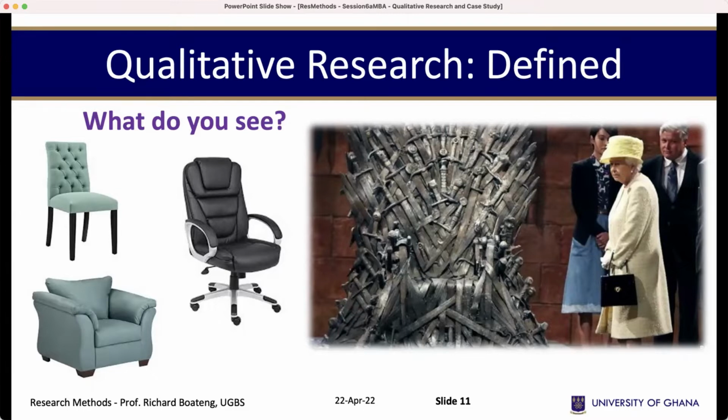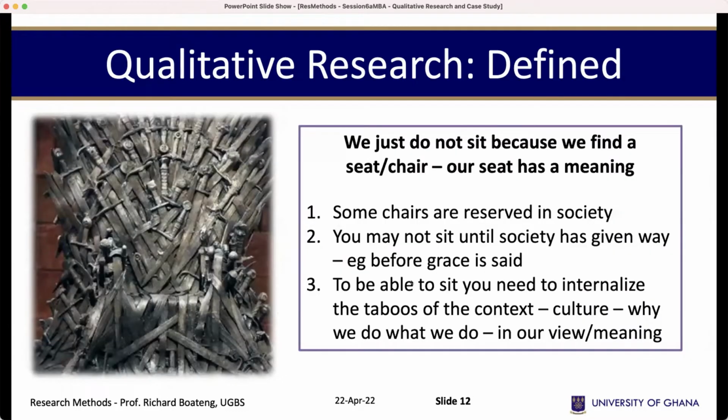One thing is that if you don't have a research question, the data will look very plenty to you and it can be very divergent. That's why everybody's all over the place, saying different things. But now let's try to put some focus to it. So one thing we can say is that we do not just sit because we find a seat or a chair. Our seat has meaning. Some chairs are reserved in society, like the Iron Throne in Game of Thrones.